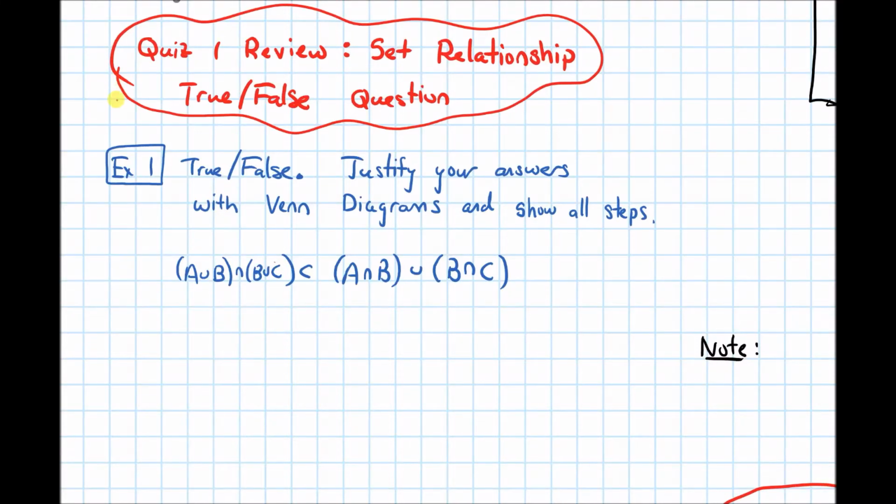In this video, we will do a quiz 1 review practice problem that involves a set relationship true-false question. The example says, true or false, justify your answers with Venn diagrams and show all steps. So the statement is, (A union B) intersected with (B union C) is a subset of (A intersect B) union (B intersect C).